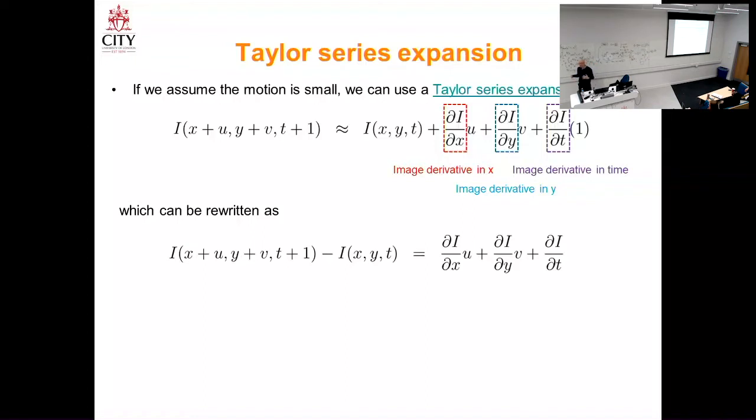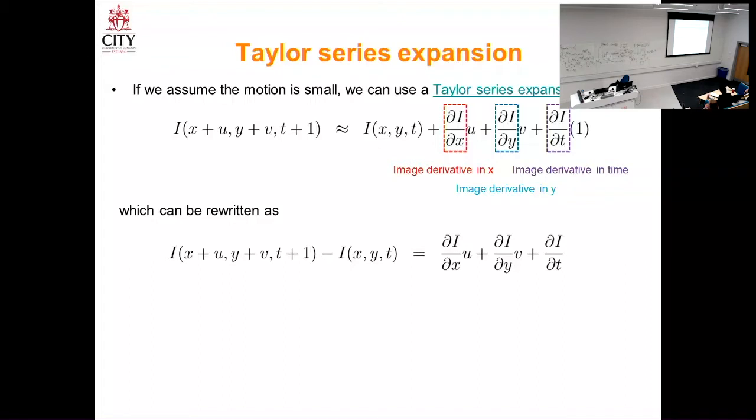So here we're going to do a Taylor series expansion. We're going to assume that the motion is small, and if we do that, then we can write the motion like this. Here's the intensity at the current pixel location and time. Then I take a derivative with respect to x and multiply that with u, a derivative with respect to y and multiply that with v, and then a derivative with respect to t. This is a very standard Taylor series expansion. Hopefully you've seen this thing before.